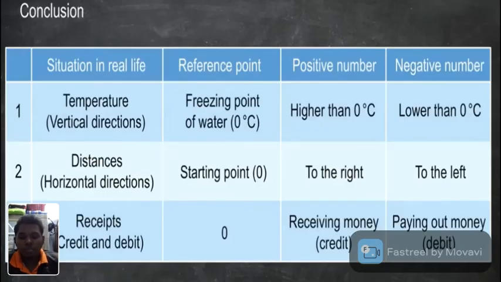So positive and negative numbers are used in many ways in our daily life. If you see in the first, this is an example of a situation in real life. So you see temperature, the first row. Positive represents above a reference point, then negative represents below the same reference point. See the second row, which is distance. If positive represents a direction to the right, then the negative represents a direction to the left. And the third row is receipt. If positive represents money received, then the negative represents money paid out.